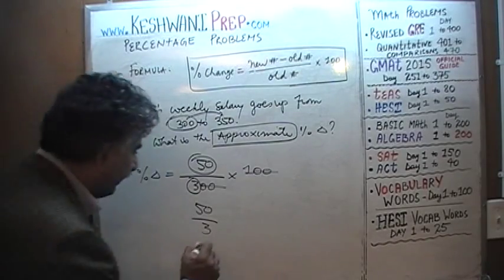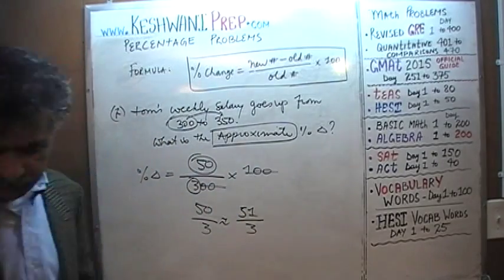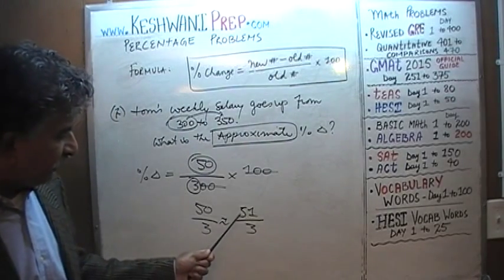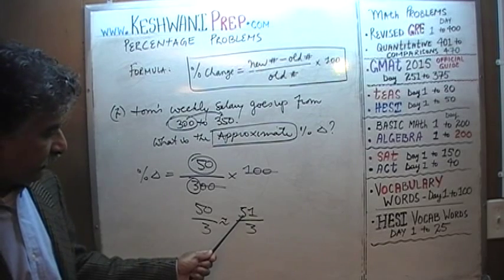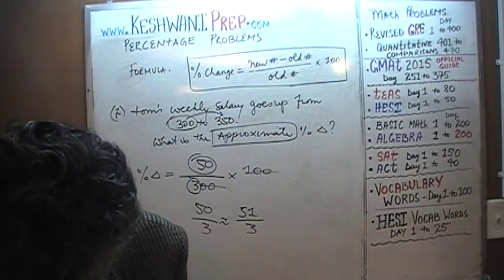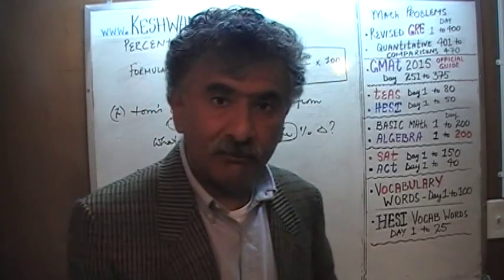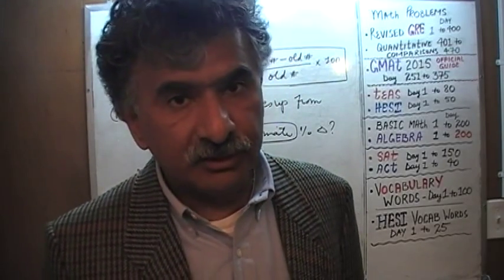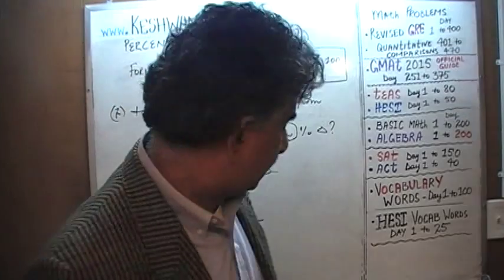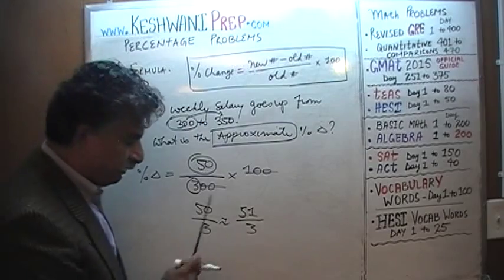Let's convert this 50 into 51. Let's pretend that this 50 is 51. Why? Because 51, if you look at the digits here, 5 and a 1, listen very carefully, the sum of the digits of 51 is 5 plus 1, which is 6. And we learned a long time ago that as long as the sum of the digits of a given number is divisible by 3, then the number itself is divisible by 3. 5 plus 1 is 6. Since 6 is divisible by 3, 51 is divisible by 3. This is going to give us a whole number.